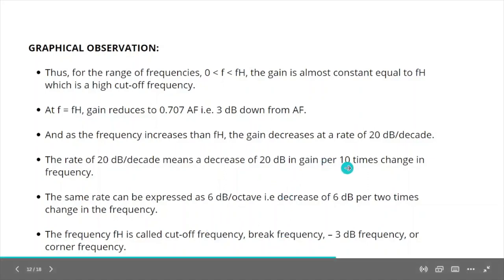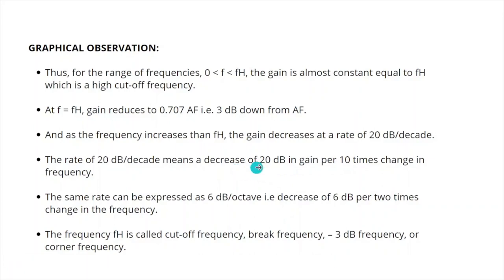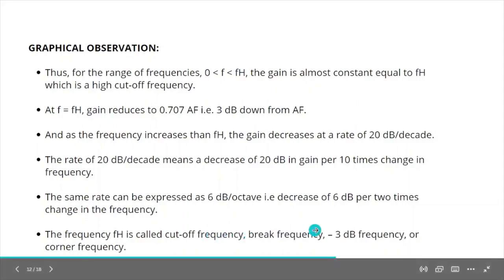So for a 10 times change in frequency, we see a change of 20 dB, and for a 2 times change in frequency in that region, it will be 6 dB, and it is known as 6 dB per octave. Here we have FH, which is also called the cutoff frequency, break frequency, minus 3 dB frequency and corner frequency. These are the different names given to the same thing, which is the cutoff frequency. It's another important question from the viva point of view.